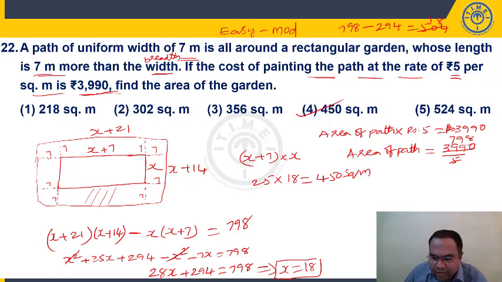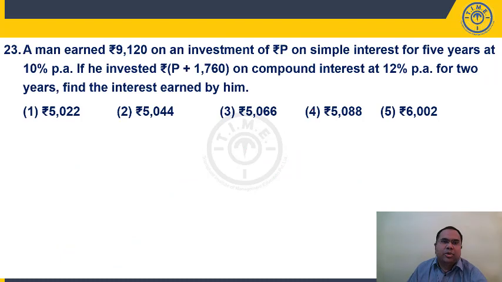Right, so because of the calculations involved, we can say it is easy to moderate, or you can also classify it as moderate if you are not comfortable with mensuration. Question number 23, students. Again, if you know the approach, I can classify it as easy to moderate. Otherwise, you will feel a moderate level of difficulty while solving this.